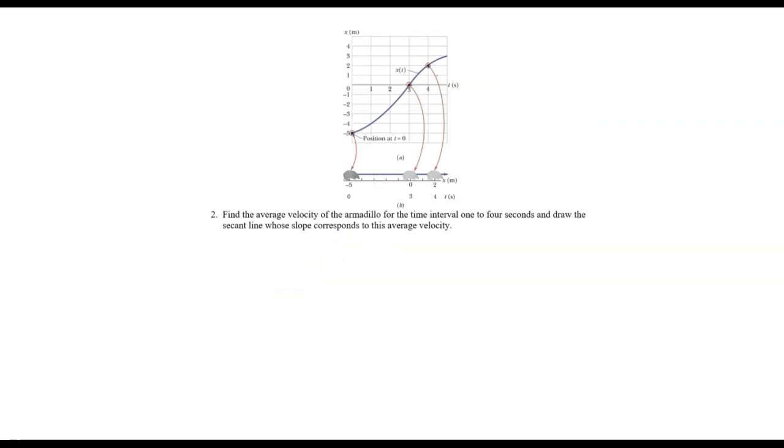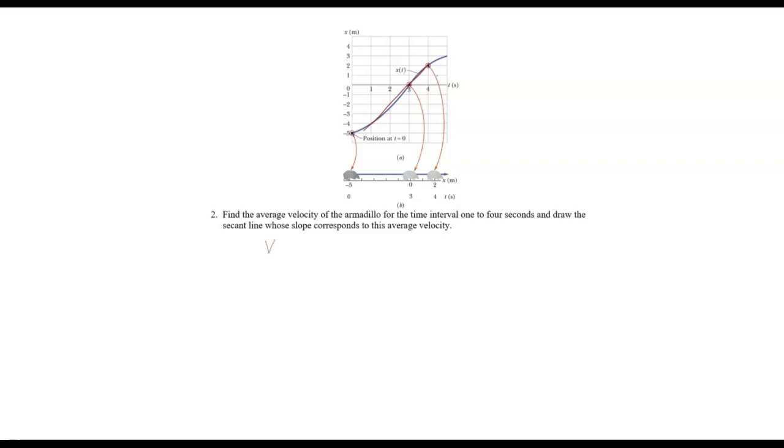Okay, so let's look at this example. So here we have an armadillo, and he is going from basically 0 to 4 seconds. And we want to know what is his average velocity from 1 to 4 seconds. So the first thing that I need to do is make a secant line here. Okay, so here is my secant line. Now we need to look at the slope of the secant line.